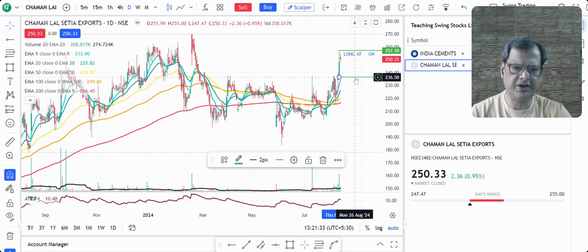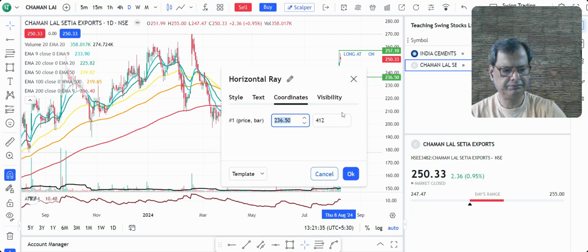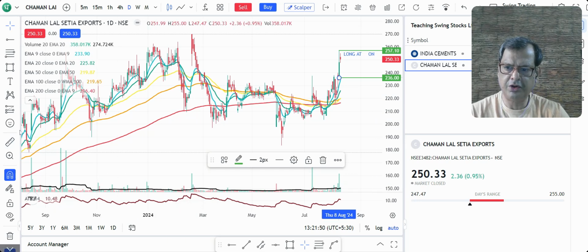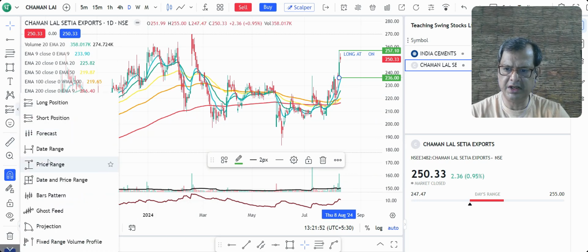So let's say you even take a buffer here. Let's make it 236, right? That's what a newbie is going to do. So 236 minus your entry gives you a risk of 21 rupees 10 paisa. So now what do you want?